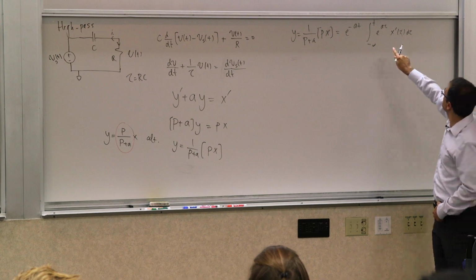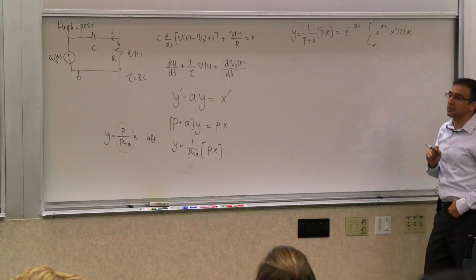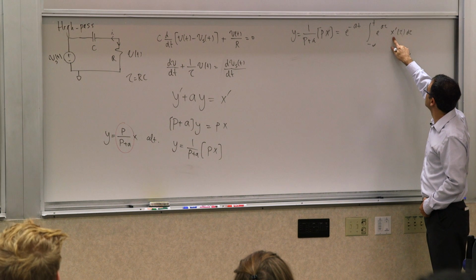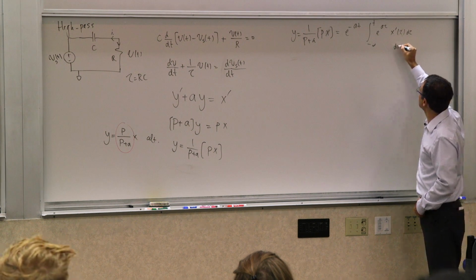Okay, so how do I calculate this integral? Can I do something about this integral? What is x prime? X prime is really dx d tau, right?